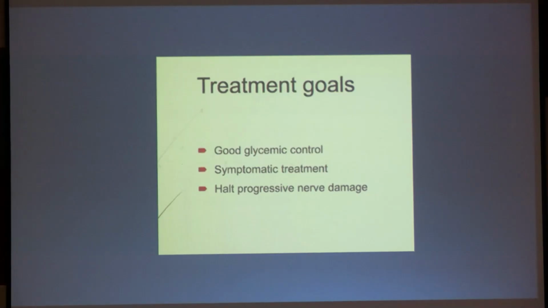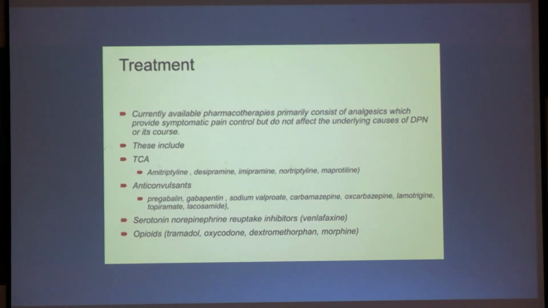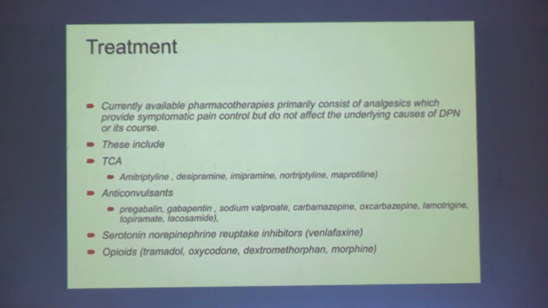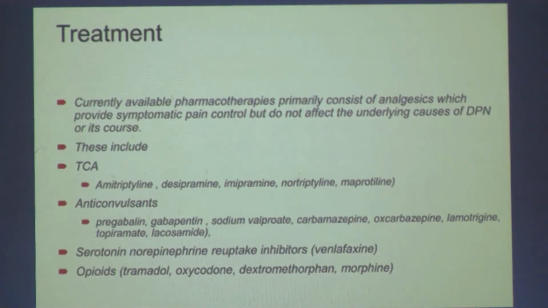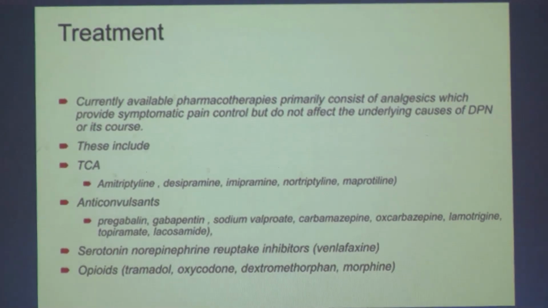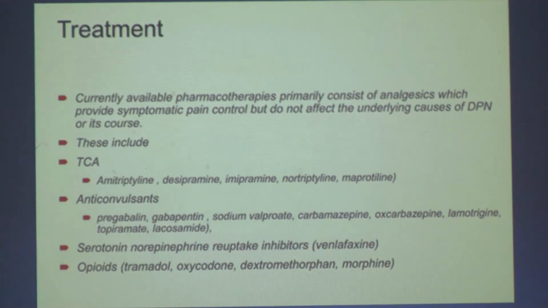Treatment goals in short: good glycemic control, symptomatic treatment, no definitive treatment is available, and lastly, halt progression of the disease. Currently, management of pain: tricyclic antidepressant, amitriptyline, nortriptyline, desipramine, etc. Other antidepressant, duloxetine.